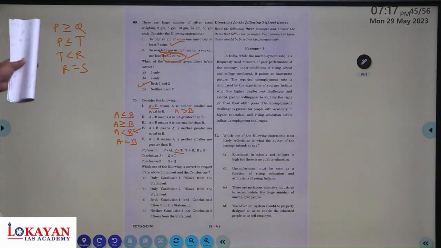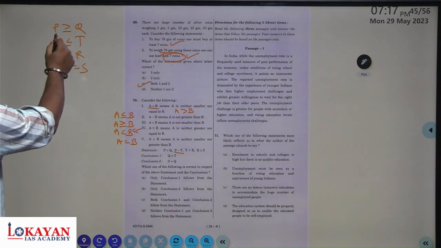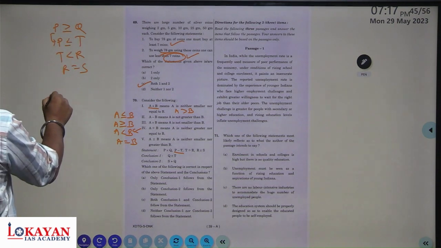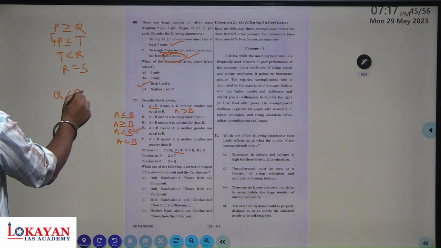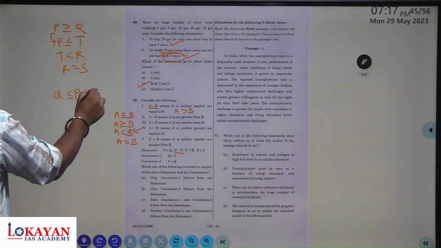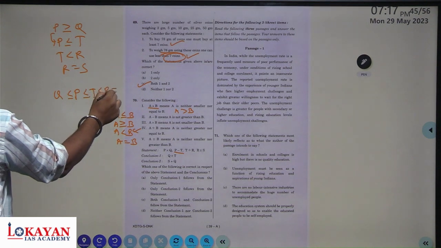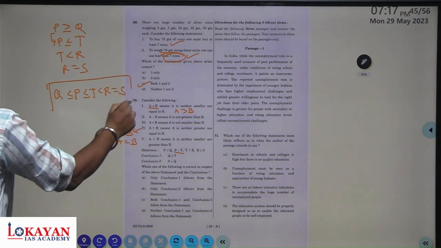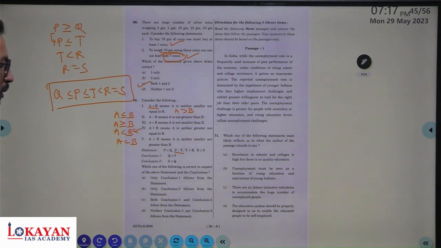Now we club these together. See, P's relation continues further, so we reverse it. Q is less than or equal to P, P is less than or equal to T, T is less than R and R is equal to S. So this becomes our final statement. From this we will judge what the conclusion will be.